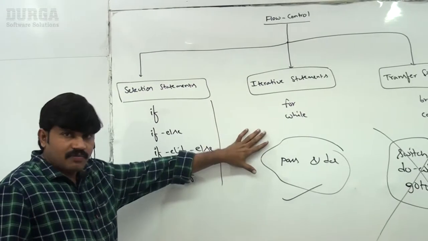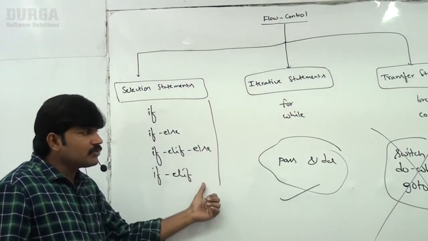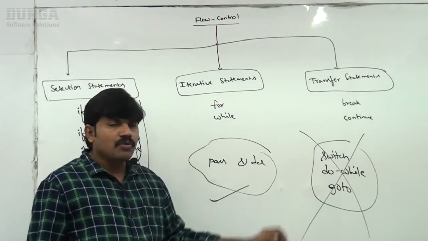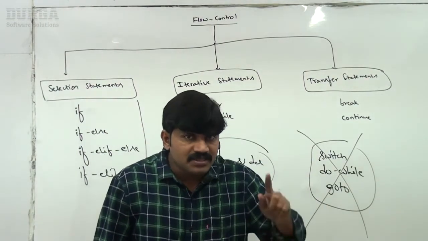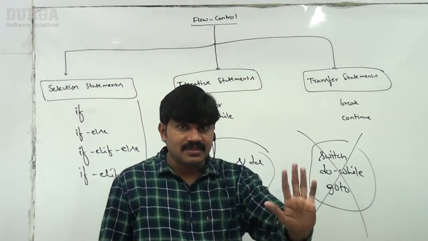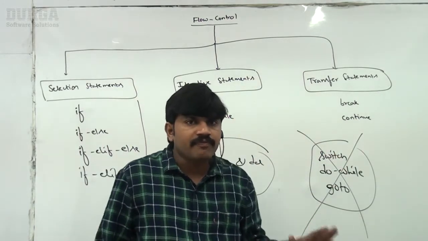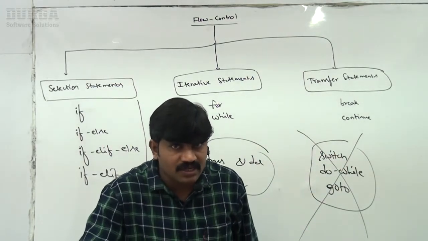Next, for and while, there is no do while, there is no switch statement, break and continue, that's all. Goto is not there, sir. But the return statement is there. That return statement we will discuss in detail in the functions concept. Just up to this, try to get familiarity. Are you in a position to understand, right?